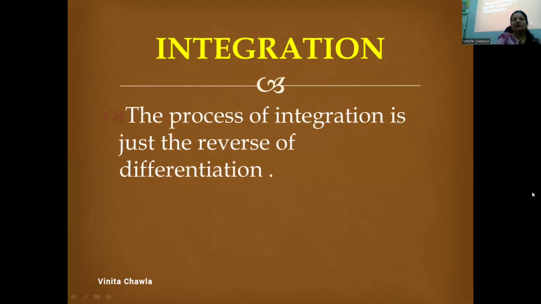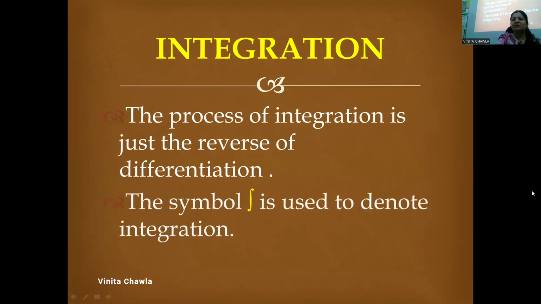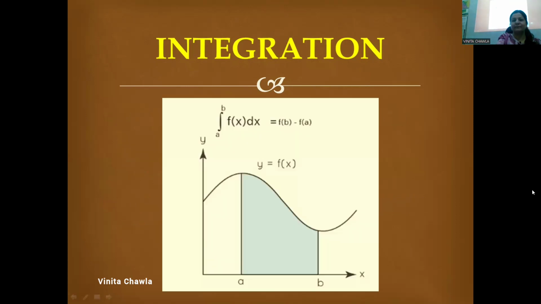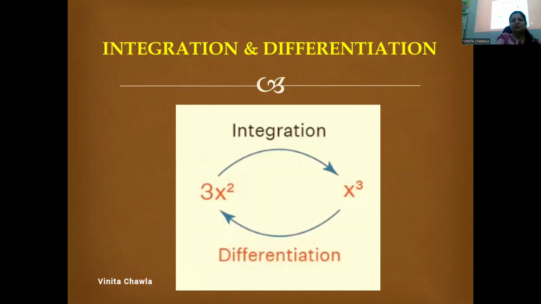The process of integration is just the reverse of differentiation. This we have already discussed, right? So the symbol, this curly line, is used to denote integration. Should I move to the next slide? This we had discussed. So if we differentiate x cube, we get 3x square. And when we integrate 3x square, we get x cube back.